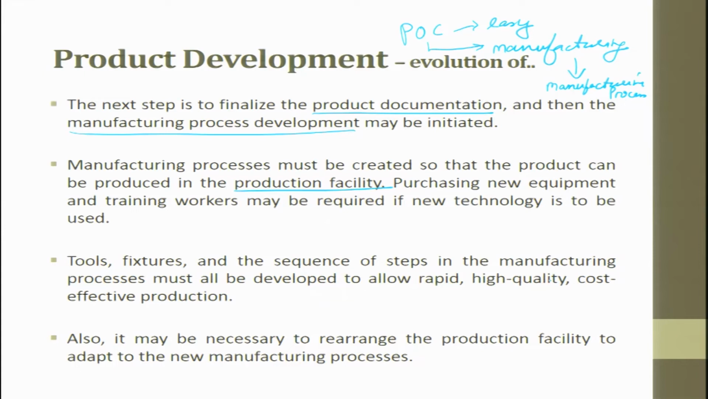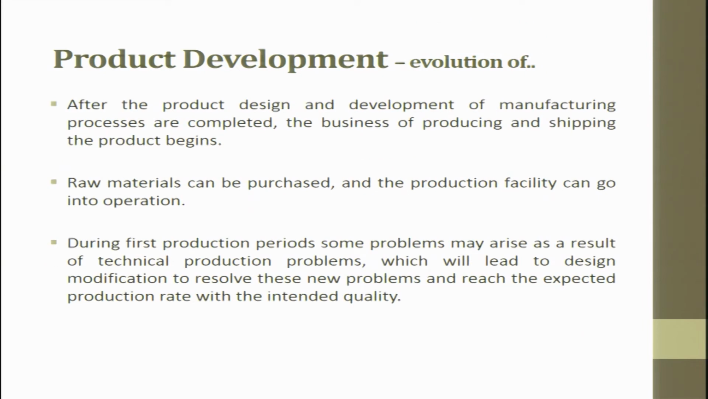Tools, fixtures and the sequence of steps in manufacturing processes must all be developed to allow rapid, high quality, cost effective production. Also, it may be necessary to rearrange the production facility to adapt to the new manufacturing process. All these things are part of the evaluation of product development. After the product design and development of the manufacturing process are completed, the business of producing and shipping the product begins. So, even before getting into business, there is something called packaging. Today, a lot of importance is given to package design.